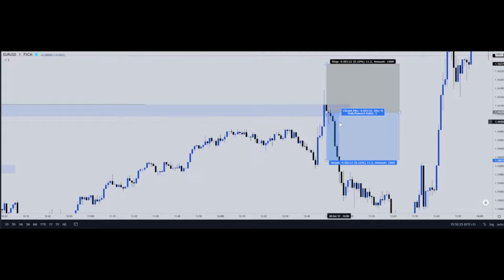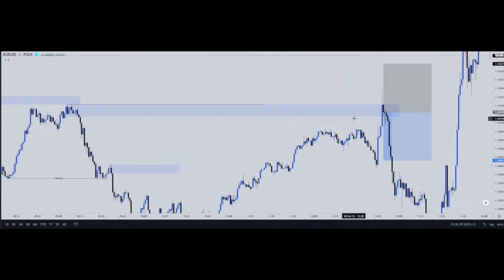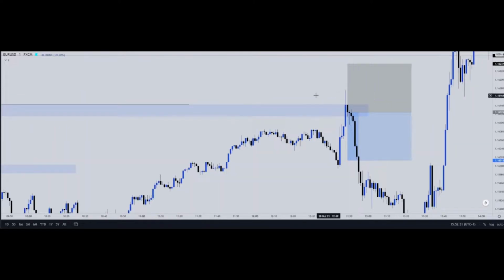There's so many different ways you can approach it, but for me, I don't really like entering based off limit orders, purely based off this reason. But sometimes you might have to. But if you're trading a lower time frame, then you shouldn't be using limit orders.